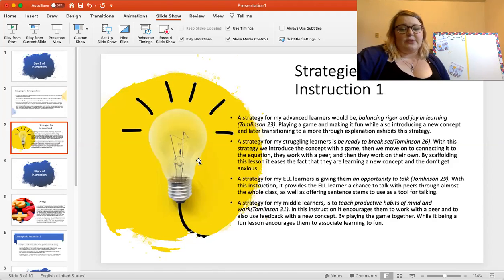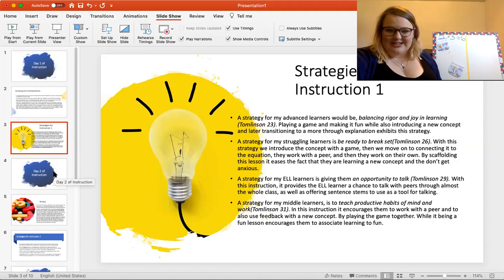It encourages them to work with a peer and to also use feedback with a new concept. By playing the game together, while it being a fun lesson, it encourages them to also associate learning with fun. All right, that is my day 1 instruction.